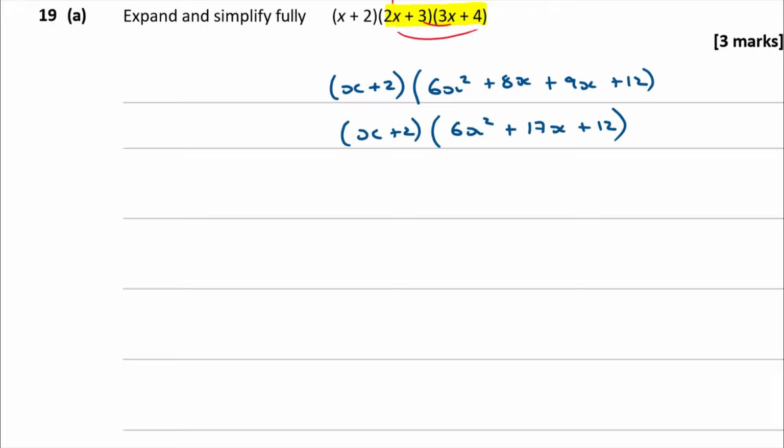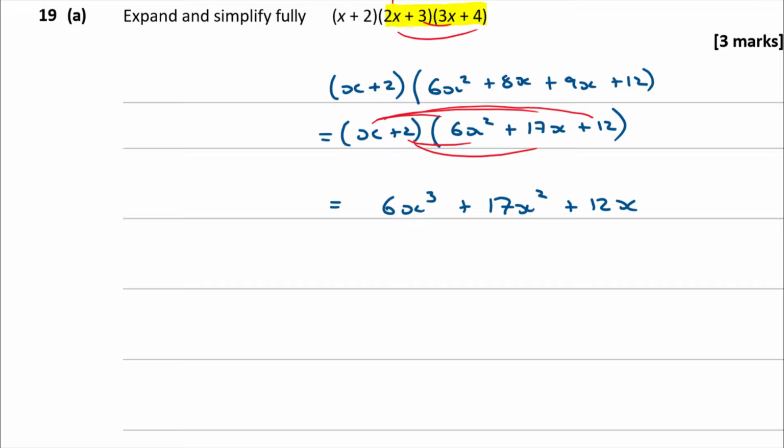Now once I've done that, I need to multiply everything in the second bracket with everything in the first bracket. So I'm going to have to multiply the x with the 6x squared, the 17x, and the 12 first. So just going to write that down first. x times 6x squared, that's 6x cubed. x times 17x, that's 17x squared. And x times 12, that is 12x. Then once I've done that, I'm going to multiply everything in the bracket by the 2. And then we'll look to combine them in a sec.